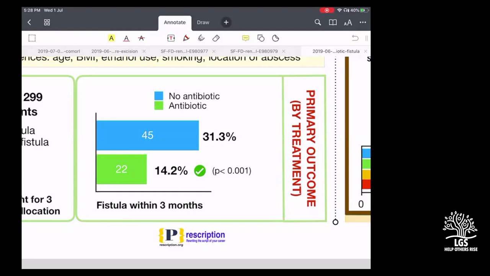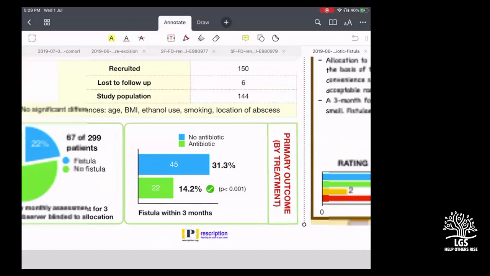So if you calculate the NNT, it is 1 by 17%, 100 by 17, again about 5 to 6 patients. So you need to treat only small numbers to be able to produce significant differences.